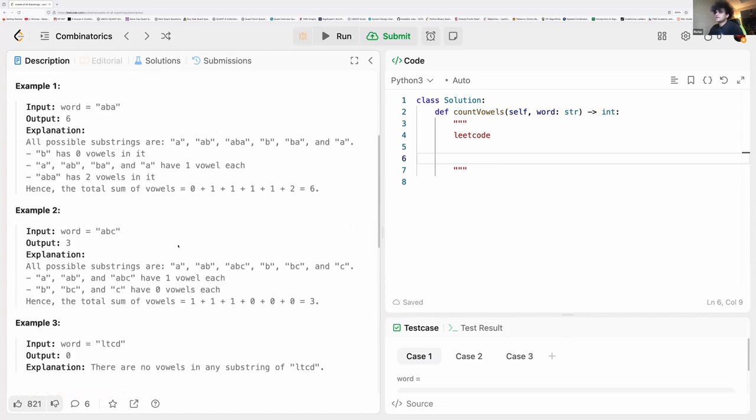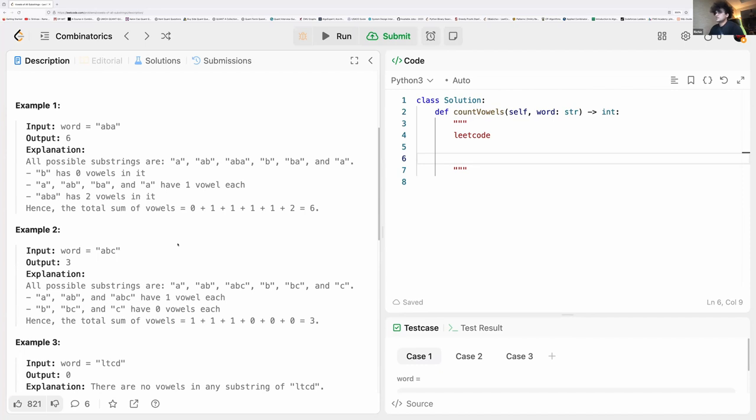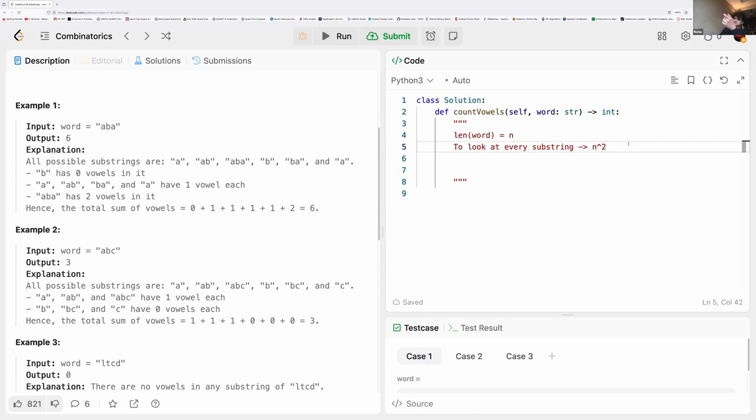But again, we can't look at every single substring, because if the length of the word is n, then to look at every substring, the time complexity would be n squared. And then within each substring, we also have to count the number of vowels, so that is definitely unfeasible. Okay, that's fine. But again, let's look at our test case Leetcode.